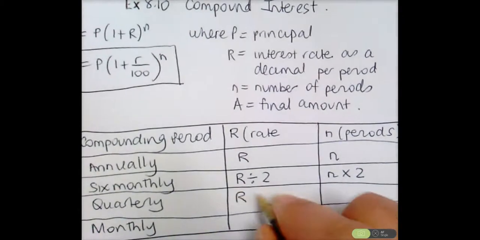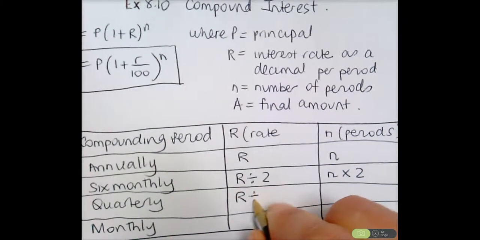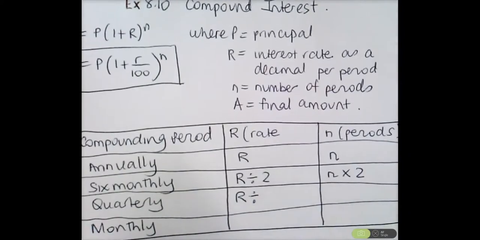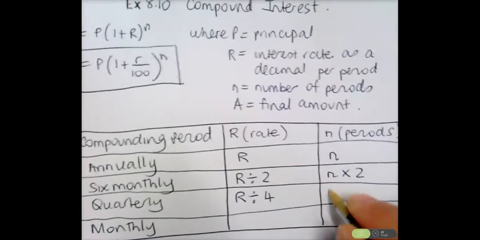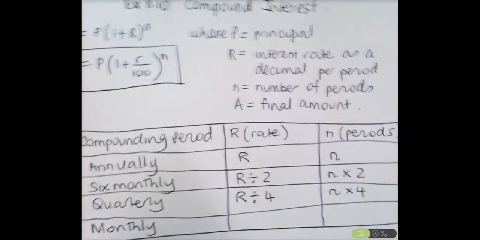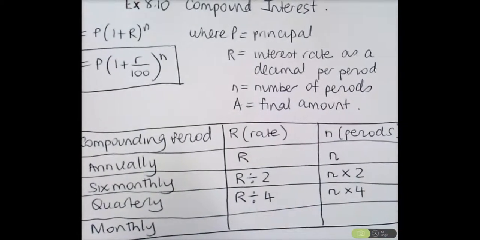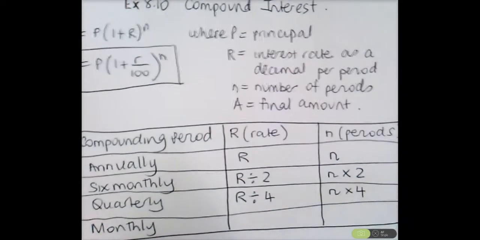If your interest is compounding quarterly, you need to take the interest rate that they give you and divide it by 4, and whatever your N is, you'll times it by 4. For example, if your interest rate is 8% per annum, it would be 8 divided by 4, 2% per quarter. And if you had, say, 3 years, you'd do 3 times 4, 12 quarters.